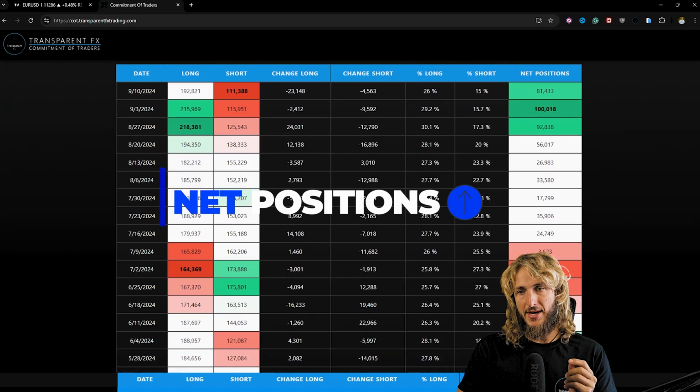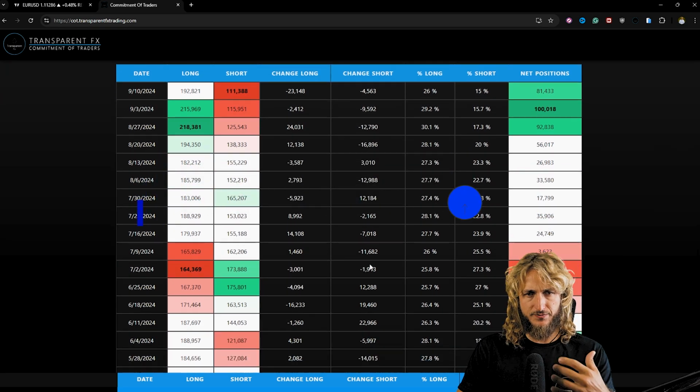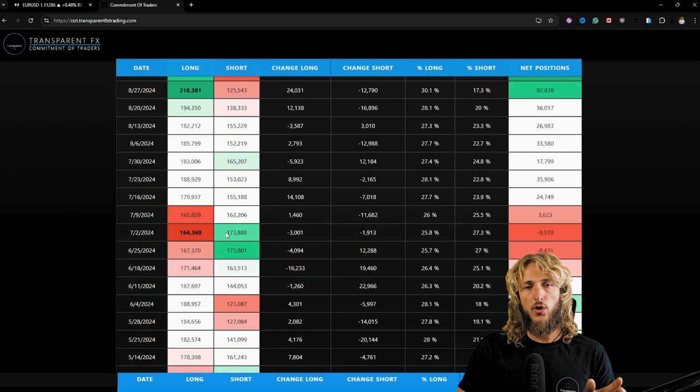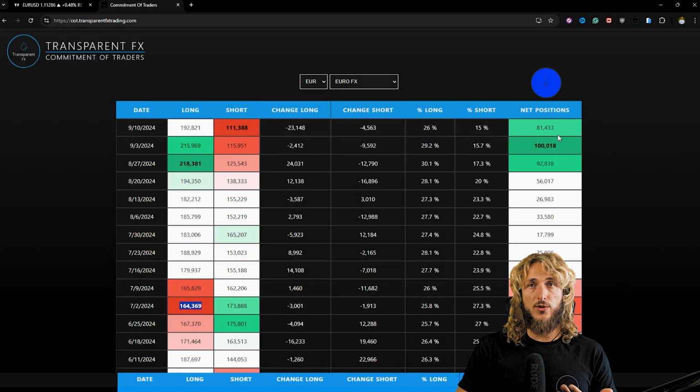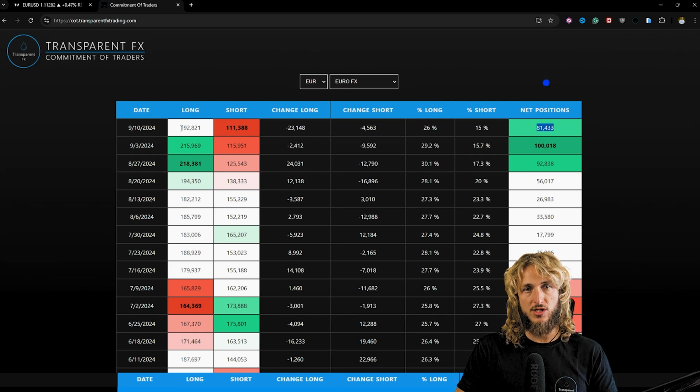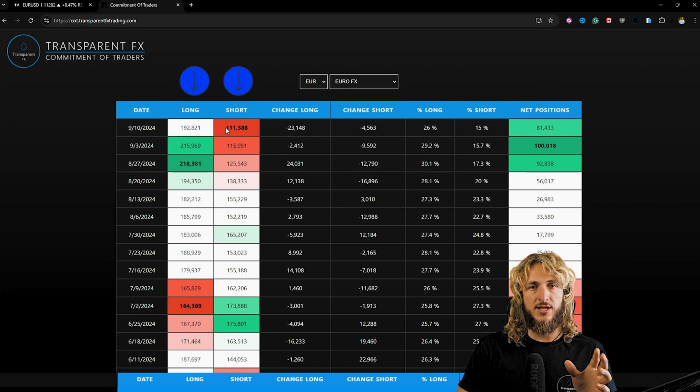We went from having minus 9.5K net positions, so a negative net positioning with more shorts than longs from an institutional perspective, 173.8K shorts compared to only 164K longs, all the way up to now having a very positive net positioning with 81.4K net positions. So the complete opposite, more longs than shorts.